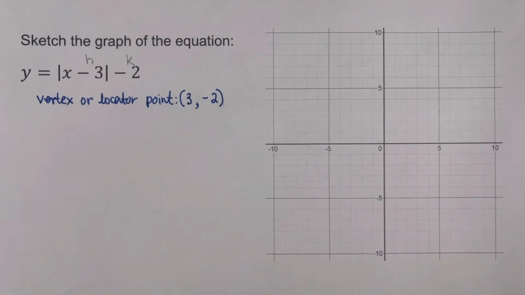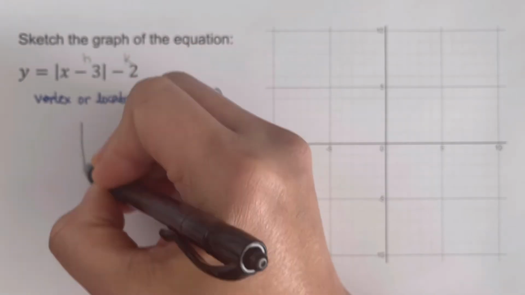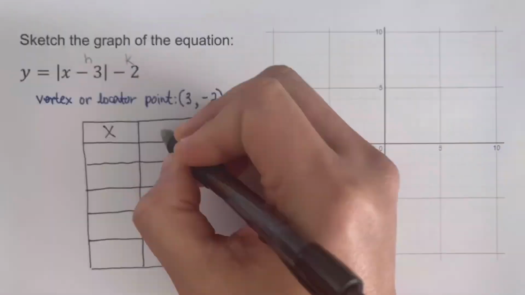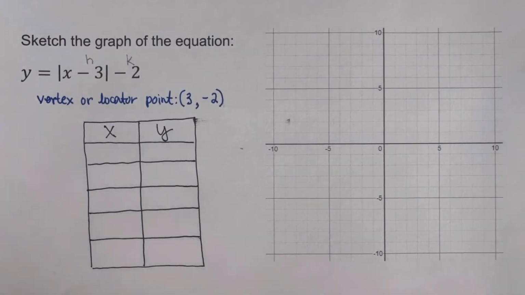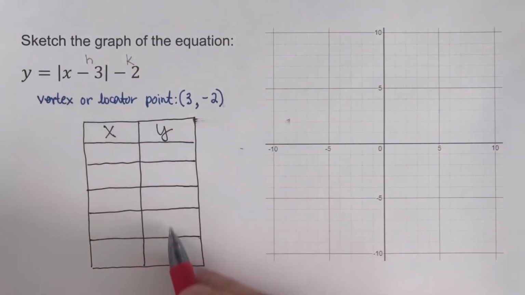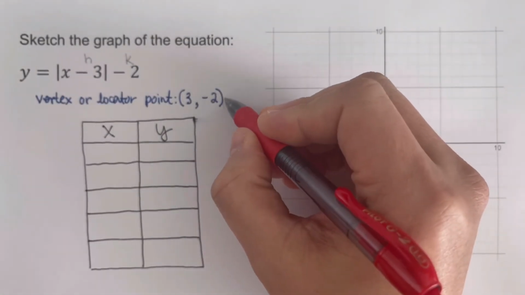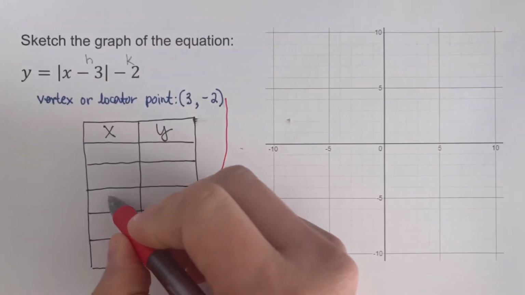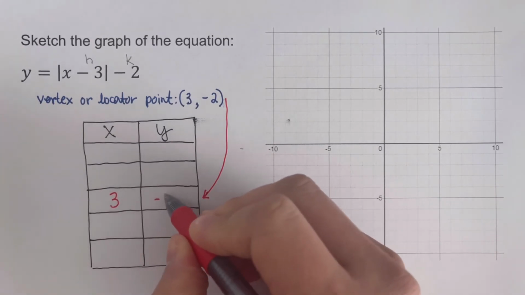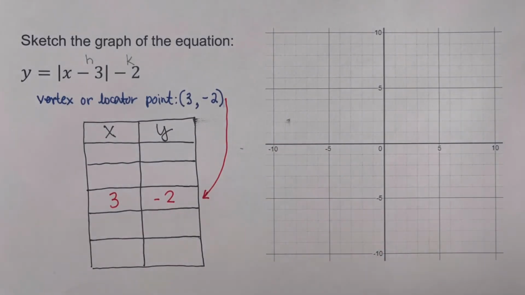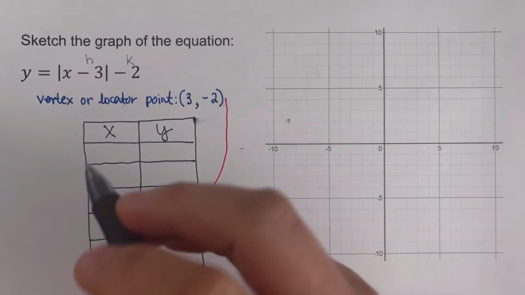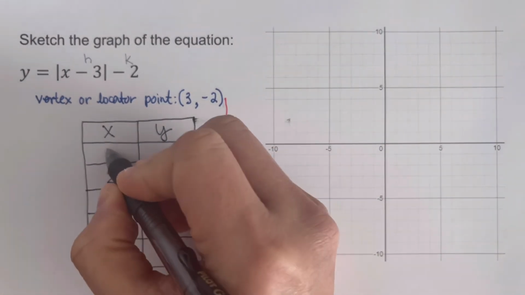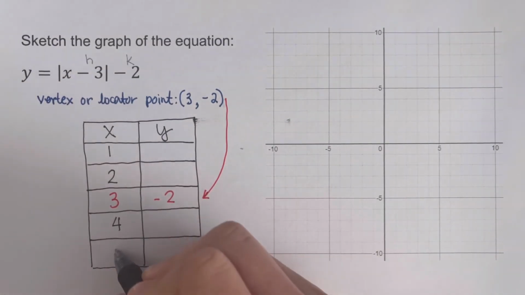The next step is to create and complete the table of values. I'm going to go ahead and draw the table of values down here. Okay, this vertex or locator point shall be placed in the middle of this blank cell. So it's going to go down here. So I'm going to go ahead and write that as x is 3 and y is negative 2. So then we go ahead and determine the rest of the values for x here. So I go 2, and then this is 1, and then I go 4 and 5.